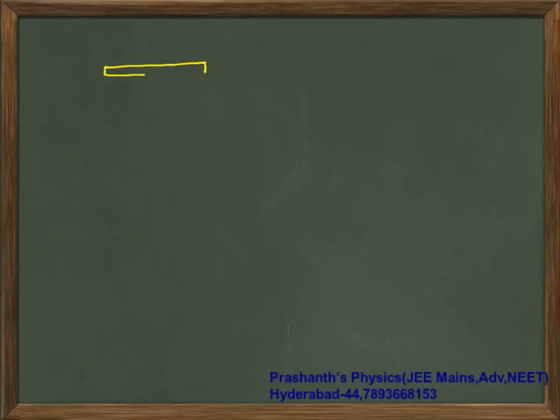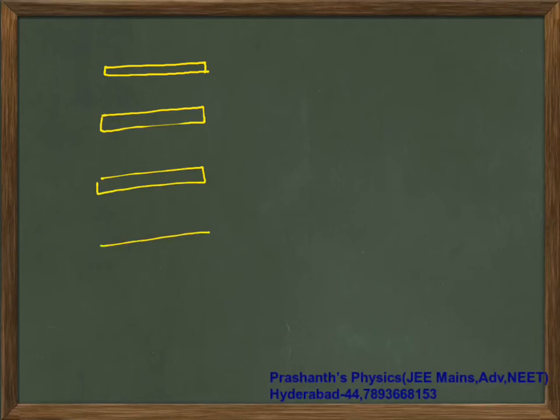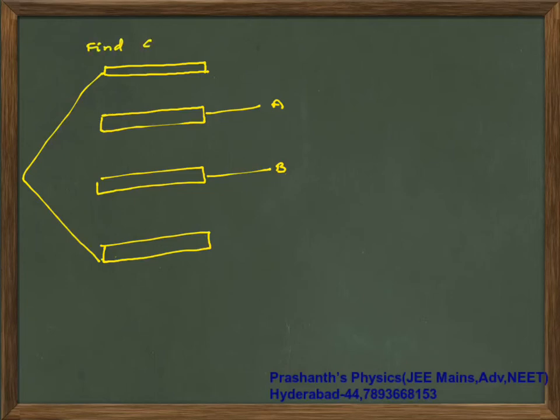Let us say you have plates like this: 1, 2, 3, and 4. This is A, this is B, and these two are connected, and you are supposed to find CAB, the equivalent capacitance between A and B. Let us say they are placed at equal distance D, and the area here is A.